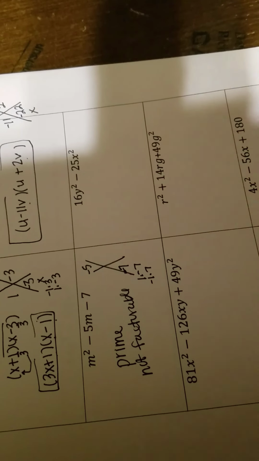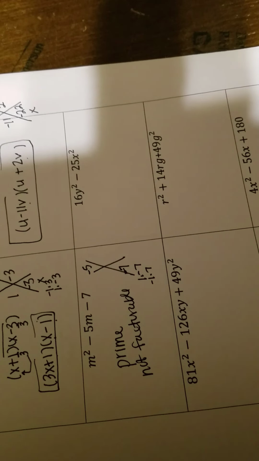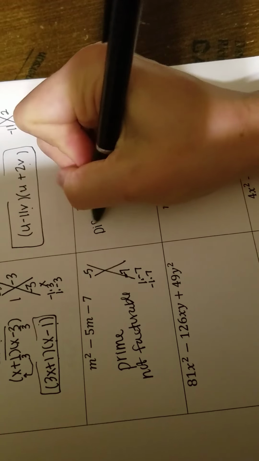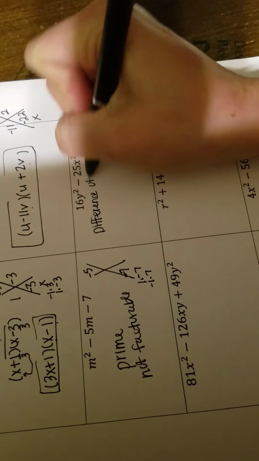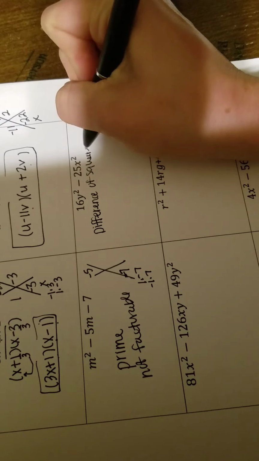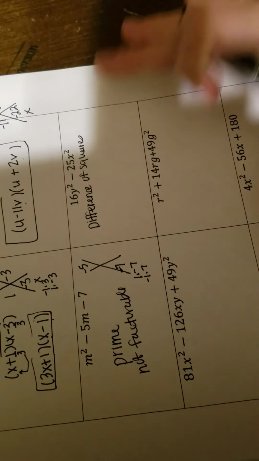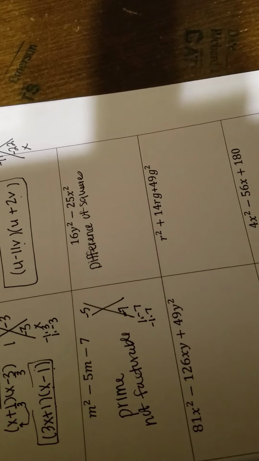Here, this one's a unique situation. This is what we call a difference of squares, okay? So it's what we like to call a special case of factoring. So it's not a trinomial. We don't have, you know, like a GCF we can get out of there.